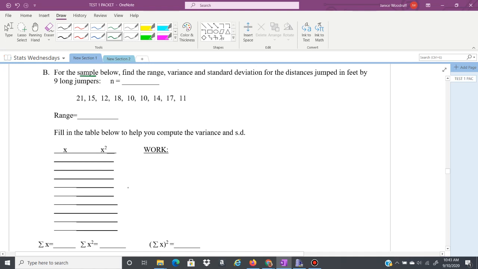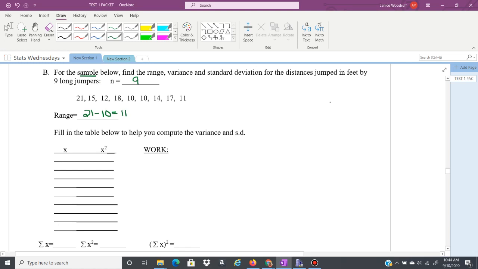So let's see. Our n, how many long jumpers are there? 9. Yeah, they're telling us there's 9. They're telling us it's a sample. Our range, my highest value is 21. My lowest value is 10. So my range is going to be 11. And then this is going to help me.